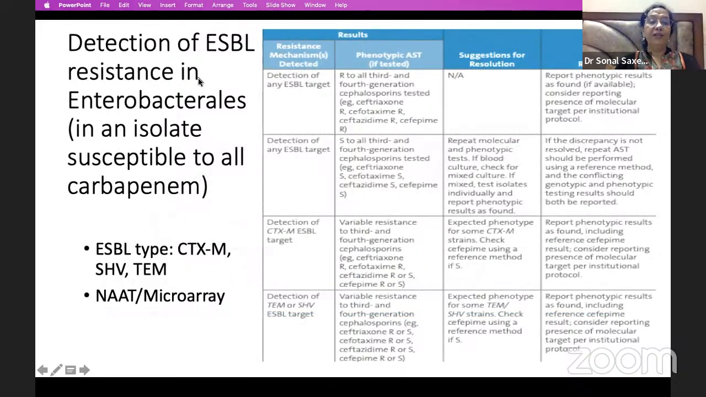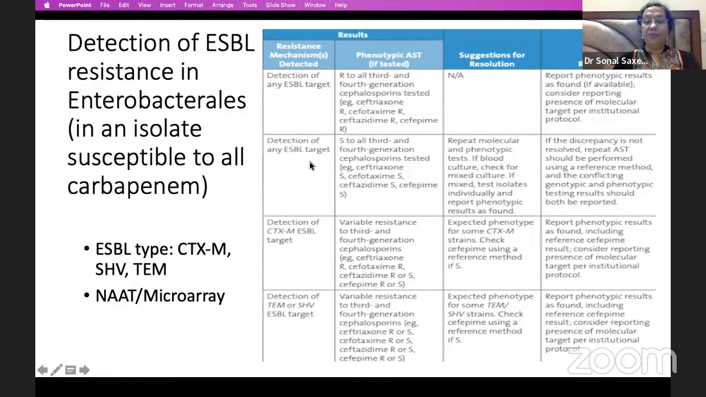Now, if you find detection of ESBL in Enterobacterales in an isolate, which is actually susceptible to all carbapenems, then if you see any of these methods, then you think phenotypic test, you presume that it is resistant to all third and fourth generation cephalosporins tested, and you don't look for any resolution and you report it as whatever phenotypic test that you found.